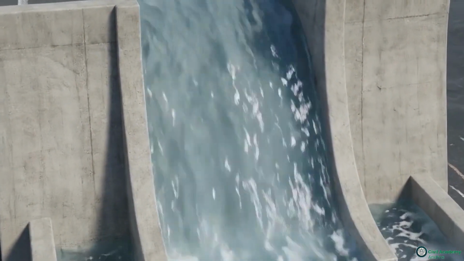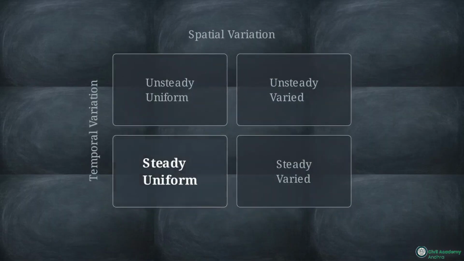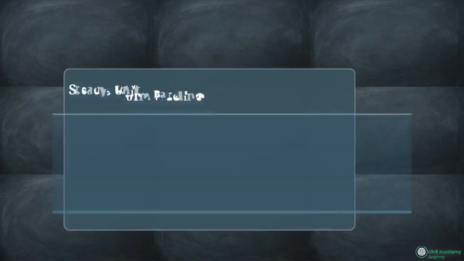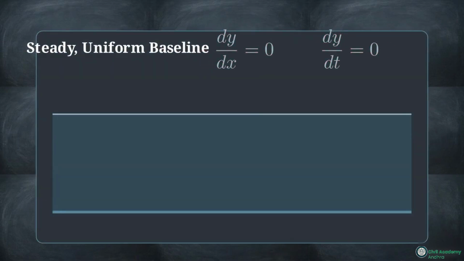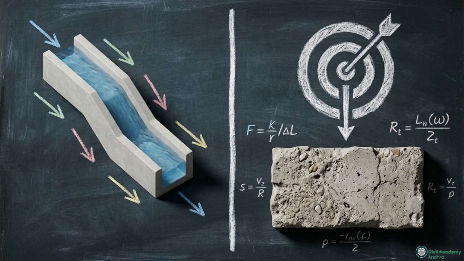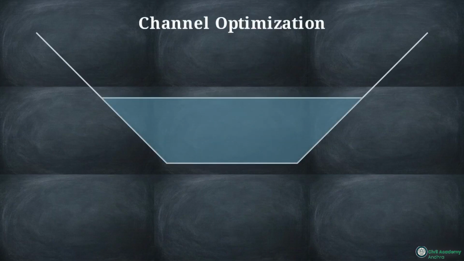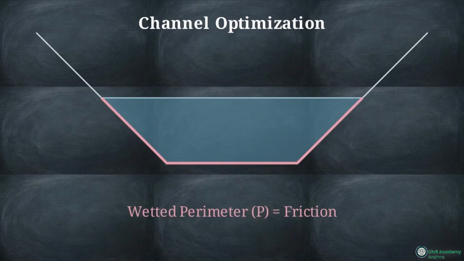engineering boundary conditions. The absolute baseline for flow is the steady, uniform state. Here, both dy over dx and dy over dt are 0, meaning depth is constant across both space and time. In this state, the engineering objective is optimization. We need to maximize discharge while reducing the frictional resistance caused by the channel walls. To minimize friction for a given excavation area, the wetted perimeter, the total length of the channel boundary in contact with the fluid, must be minimized.